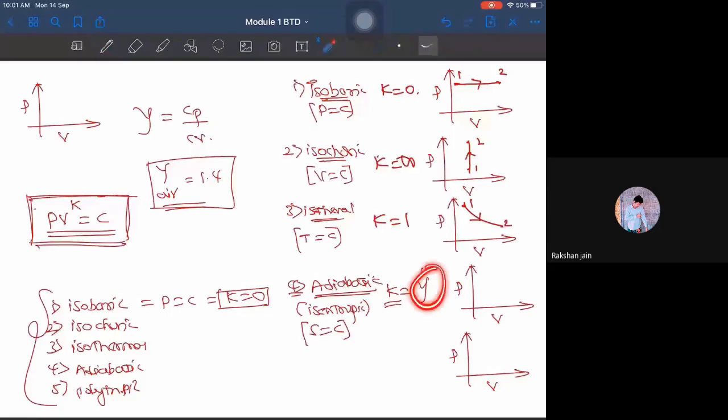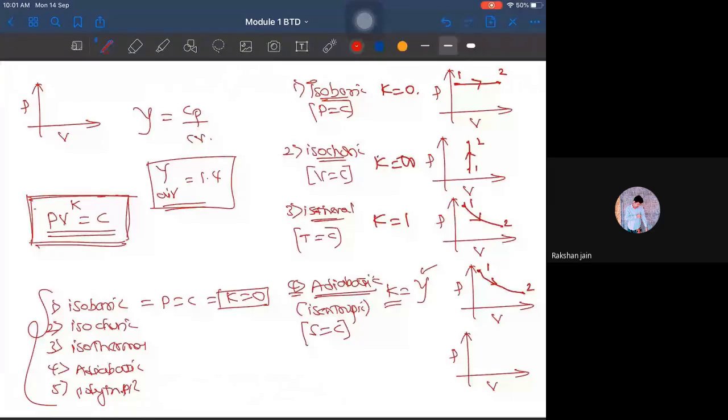If the slope of the curve, the value of k, is exactly equal to the ratio of specific heats, then the process is termed an adiabatic process. Similarly, the adiabatic process will also look like a curved line in a PV diagram. It goes from the initial state to the final state 2 like this. So this is your adiabatic process.